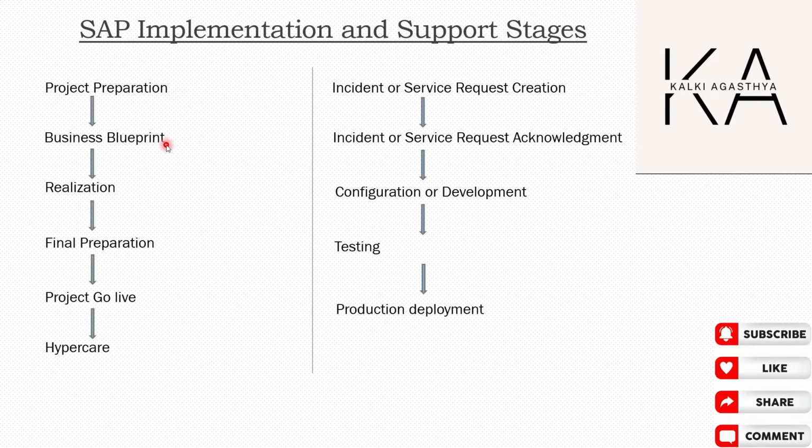And coming to the next stage, that is the business blueprint stage. In the business blueprint stage, as-is documentation workshops will be conducted, to-be design walkthrough will be discussed, gap analysis will be done between as-is and to-be design, and finally it is captured in the KDD, which is called the key design discussion document, and finally business sign off will be obtained in order to go ahead with the realization stage.